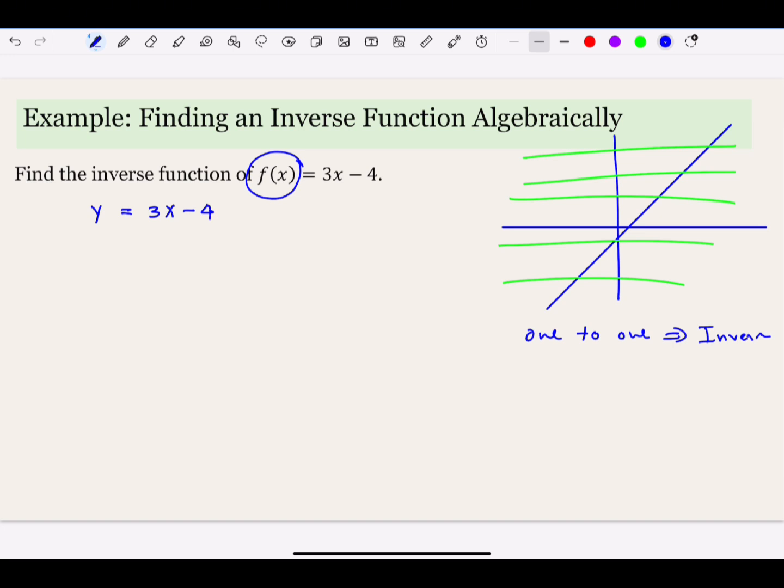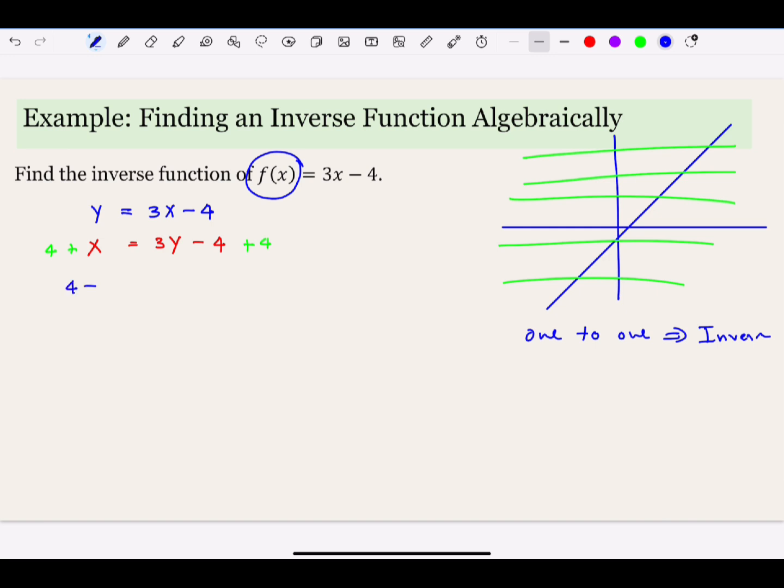The second step is to switch x and y. So instead of y, I'm going to write x, and instead of x, I'm going to write y. After this step, you have to isolate y on one side of the equation. To do that, the first step is to move this 4 to the other side of the equation. I'm going to add 4 to both sides.